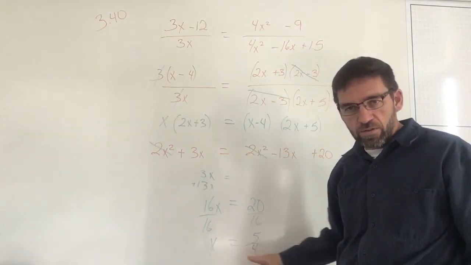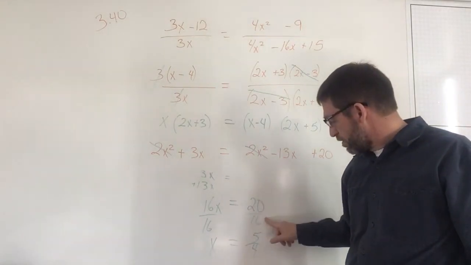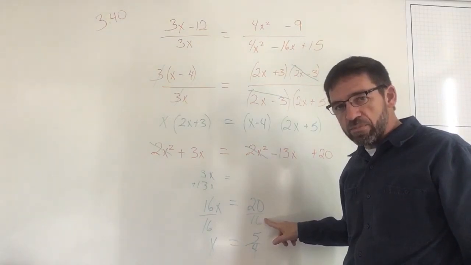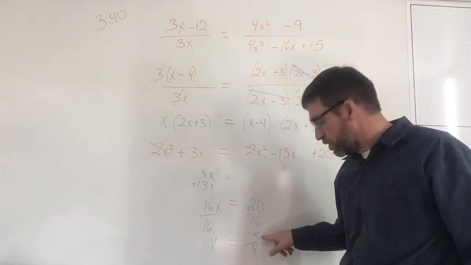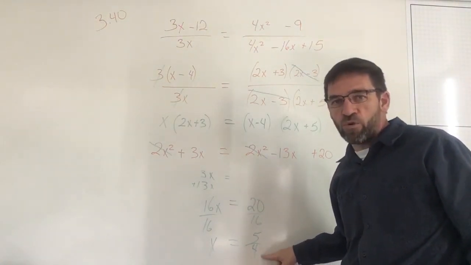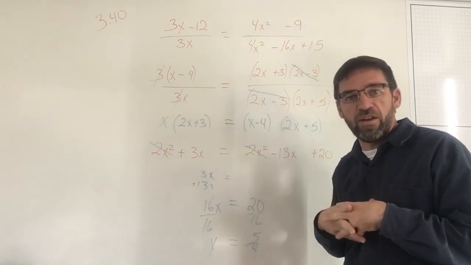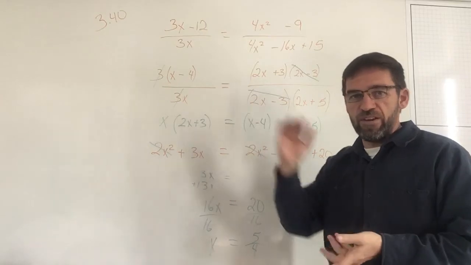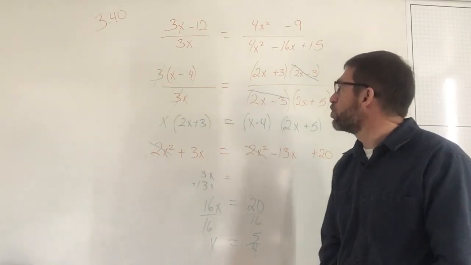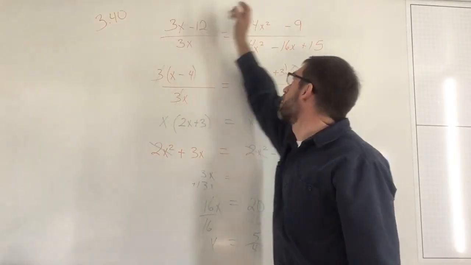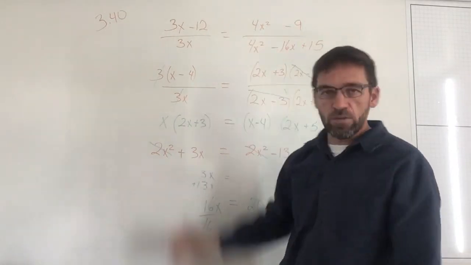Oh, you can see it. I thought it was off the board. And 20 over 16, you can barely see the blue. This is 20 over 16. It reduces down to 5 over 4. It's all right to leave it as an improper fraction if you want to call it that. So x equals 5 over 4. That's your answer. You can put 5 over 4 in each one of these spots, and it will come out correctly.